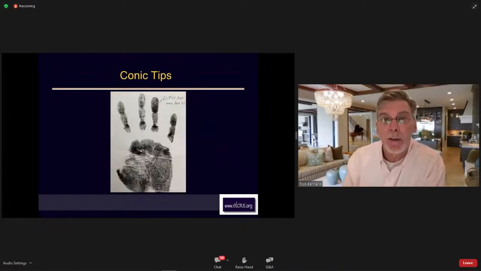Okay, so these are what conic tips look like. You can see how they're rounded, nice smooth round. They're not quite pointy, but there's a little bit of pointiness to them. And then they're not square either. I'm going to show you a square tip in a second.